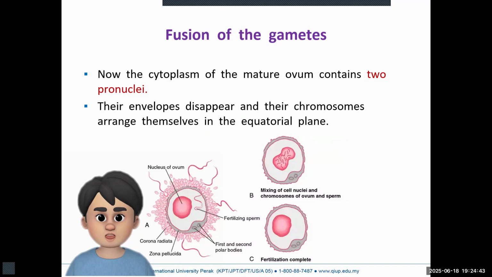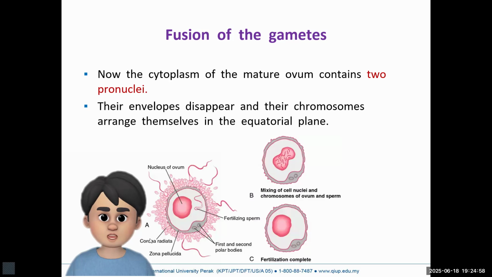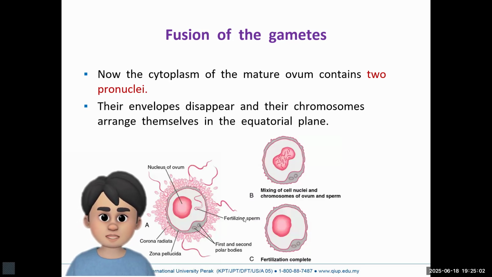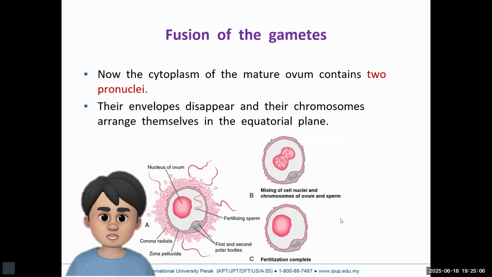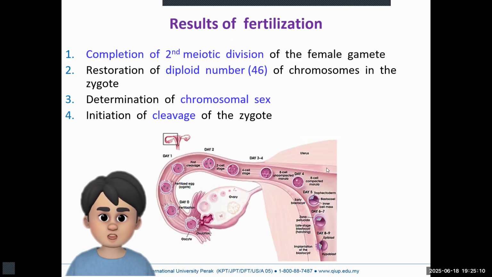The cytoplasm of the mature ovum contains two pronuclei. Their envelopes disappear and their chromosomes arrange themselves in the equatorial plane. So this is the nucleus of the ovum, the corona radiata, the zona pellucida, and the first and second polar bodies, with the fertilizing sperm. Mixing of the nuclei and the chromosomes of ovum and sperm completes fertilization. We'll discuss more about that.